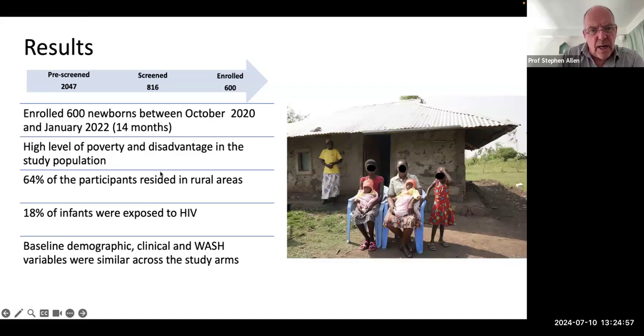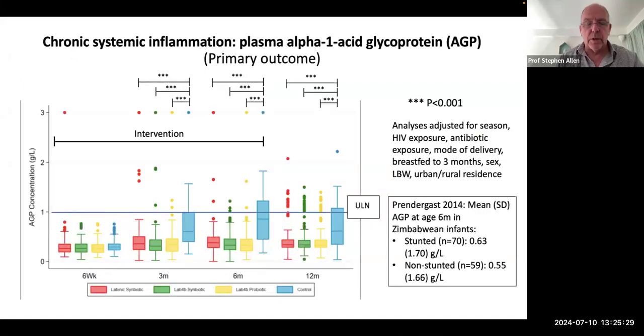This is a population with a high level of poverty, 64% rural, 18% of the mothers were HIV positive, but as far as we know, none of the babies seroconverted to HIV. And we did baseline demographic and clinical variables, and they were all very similar. So we feel that the only differences between the study arms is whether they got the interventions. They were very similar for all the other variables. So the randomization appears to have worked.